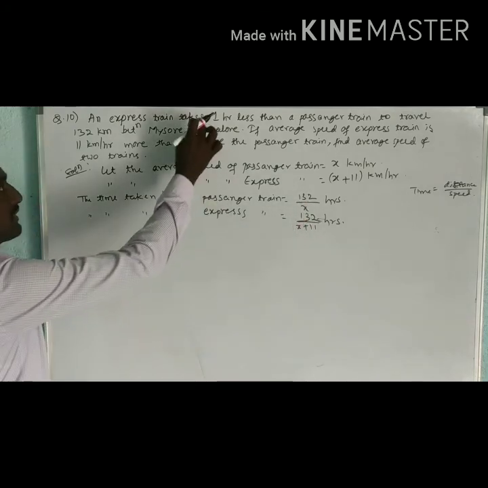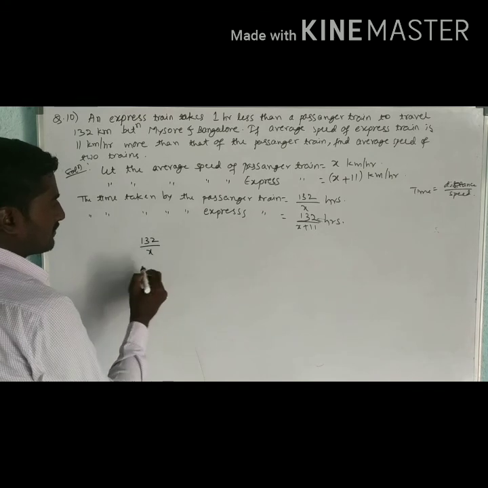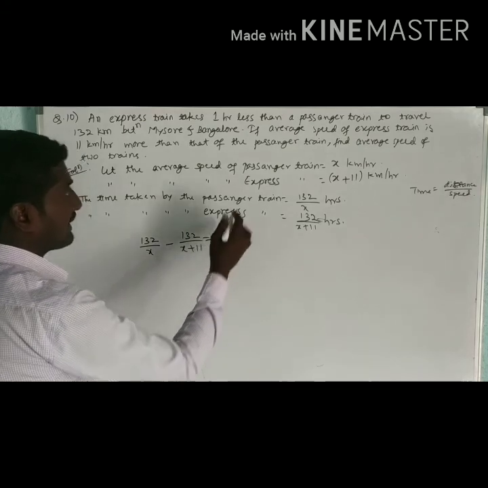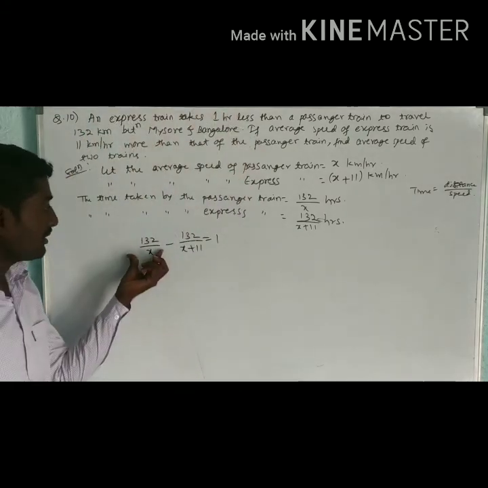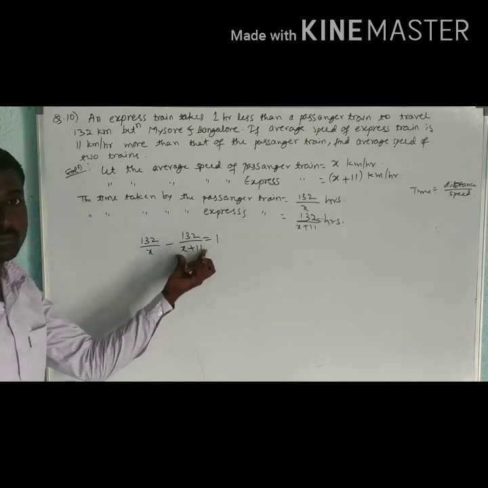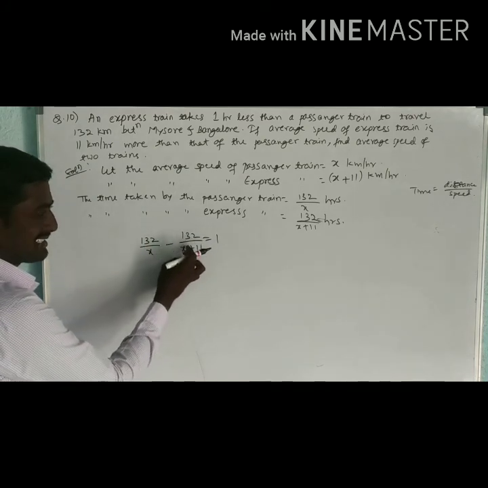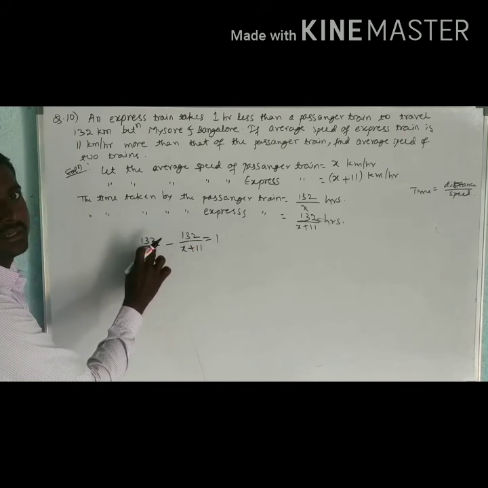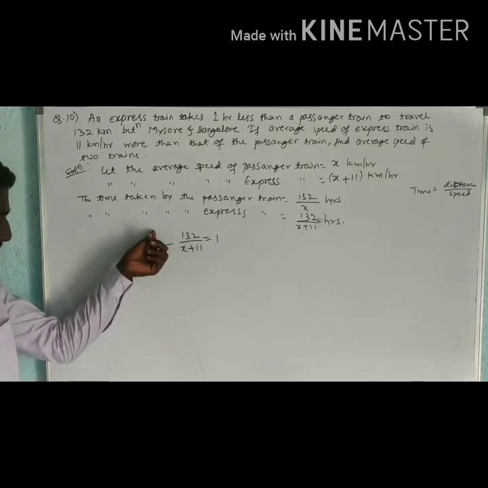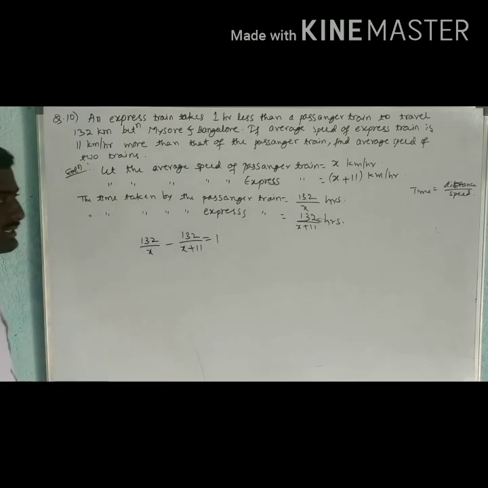Now here the difference of time they gave, that is 1 hour. So 132 divided by x minus 132 divided by x plus 11, I can take it as 1. So the time taken by the passenger train is 1 hour more than the express train. Otherwise you can say like this, the time taken by the express train is 1 hour less than the time taken by the passenger train. So that I can take it as 1, the difference of the time. This term is more than this term, so I should take this first. Okay. Now let us solve this equation.